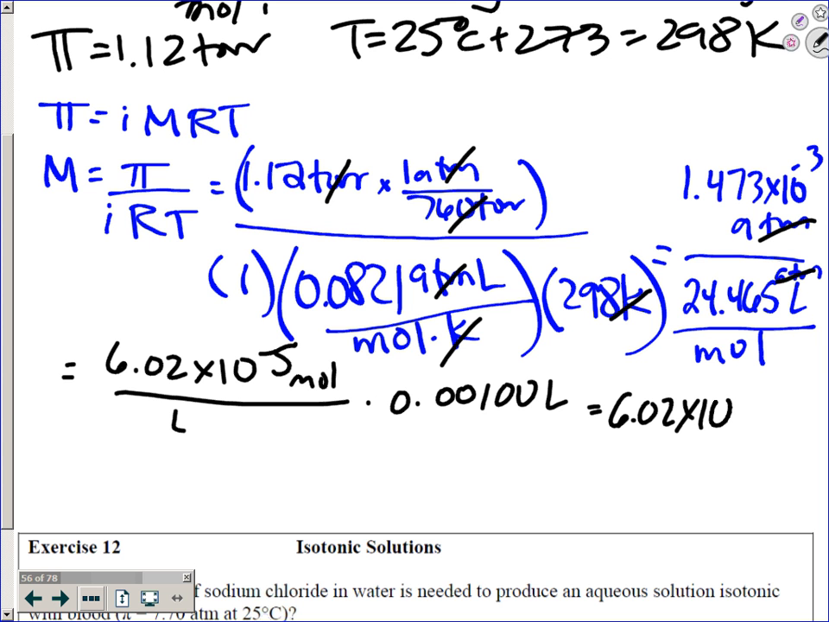6.02 times 10 to the negative 5, so that's 3 more decimals back. We go to negative 8. That's moles of protein. And then how would you get to molar mass of protein?